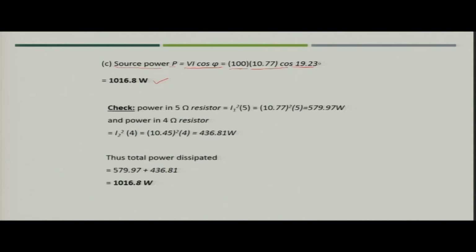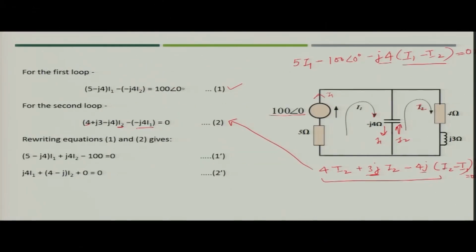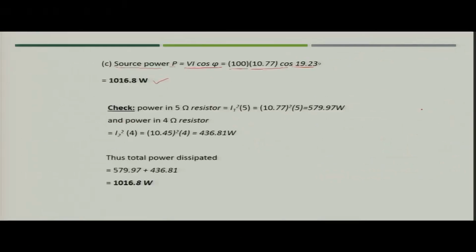Now, you can do verification also, if you are interested to find out whether our power calculation is correct or not. You have to simply check the circuit. Here the active power can only be absorbed by the resistor 5 ohm and the resistor 4 ohm. So, if you want to know the active power being delivered by the source, you have to simply find out the power being absorbed by these two resistances.